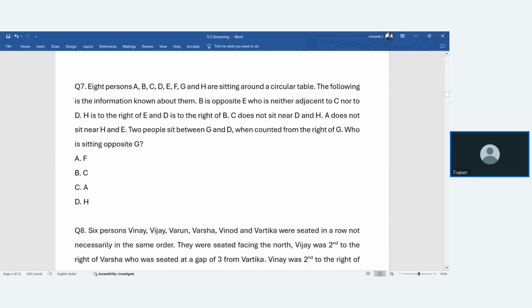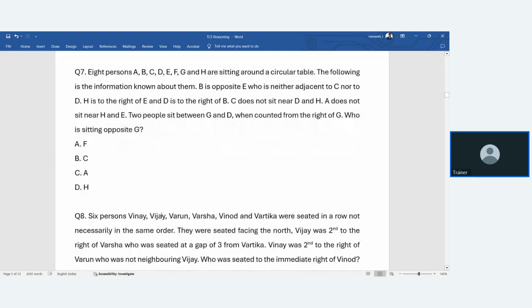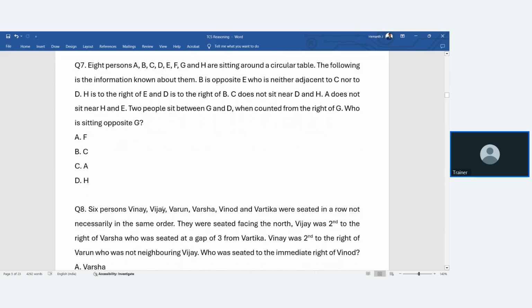Now again a seating arrangement related question. The next one is also a seating arrangement related question. In fact, you are revising seating arrangements. In the advanced section also, this is the one which is focused.